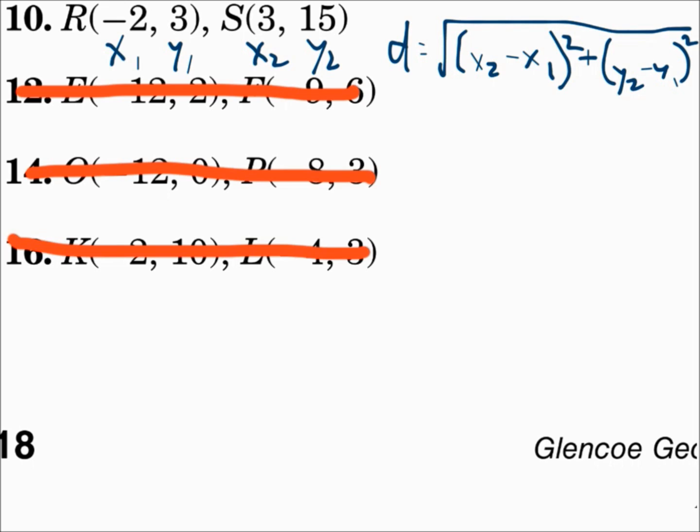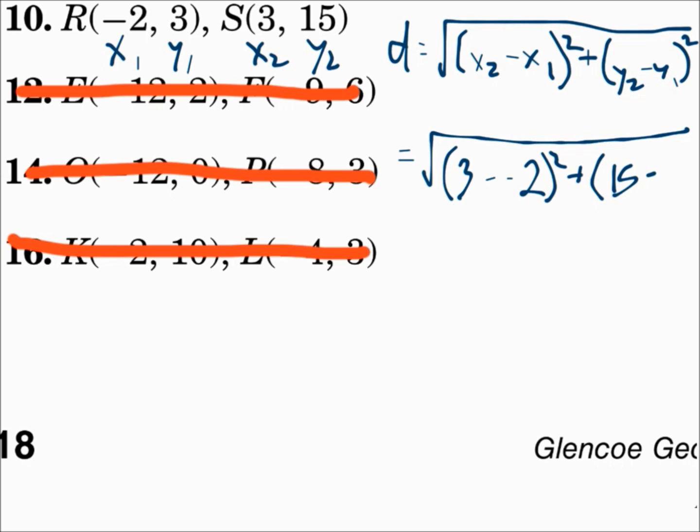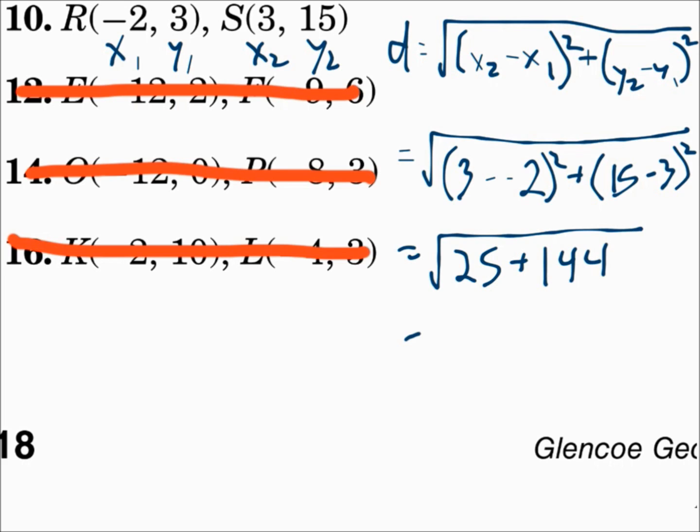For number 10, -2, 3 is your x1, y1. 3, 15 is your x2, y2. So we will substitute the values in where they go. x2 minus x1 and y2 minus y1. 3 minus -2 is 5, squared is 25. 15 minus 3 is 12, squared is 144. That's the square root of 169, which is 13. Substitute your numbers in and work it out.